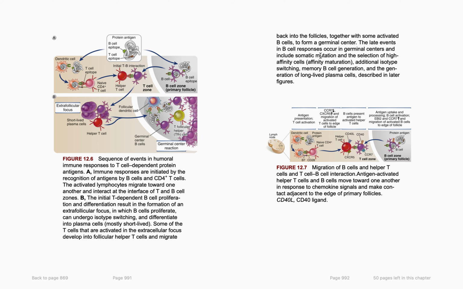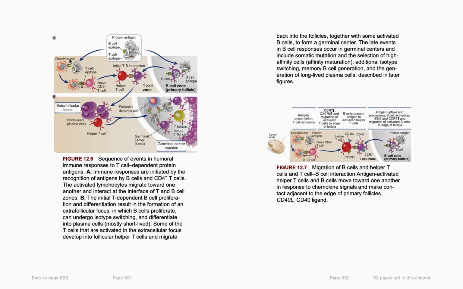The later events in the B cell response occur in germinal centers and include somatic mutation and the selection of high affinity B cells, called affinity maturation. In addition to isotype switching, there is memory B cell generation and the generation of long-lived plasma cells, described later in the figure. So in summary, in A, the immune response is initiated by recognition of antigen by B cells.